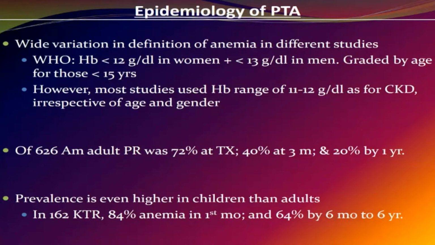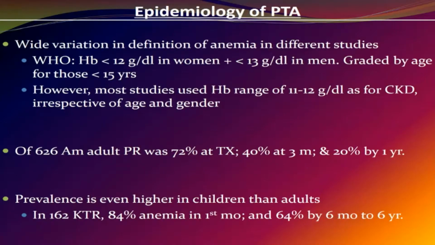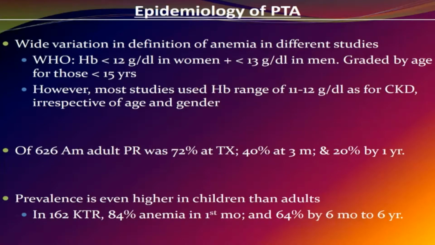In 662 American adults, the prevalence rate was about 72% at the time of transplantation. There seems to be a progressive decline in the prevalence of anemia with increasing post-transplant duration, such that you have about 40% at 3 months and 20% by 1 year. Prevalence is much higher in children than adults: in 162 pediatric kidney transplant recipients, 84% had anemia at the first month after transplantation, and 64% by 6 months to 6 years.